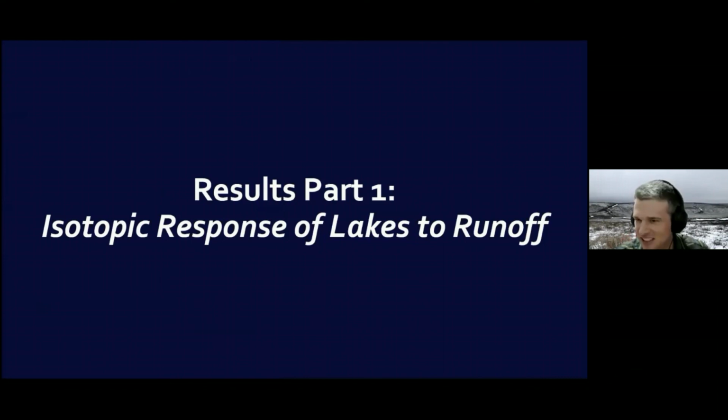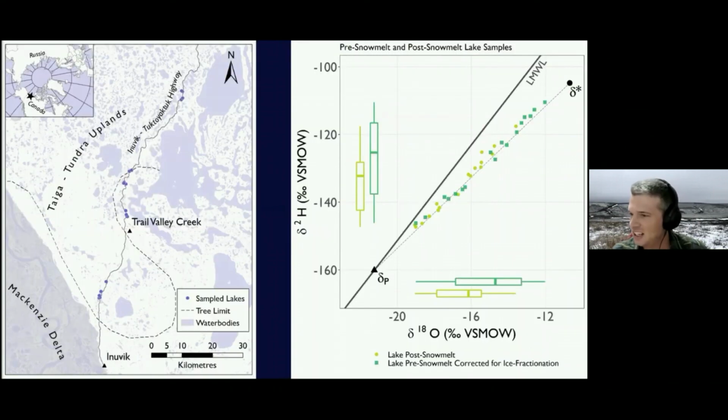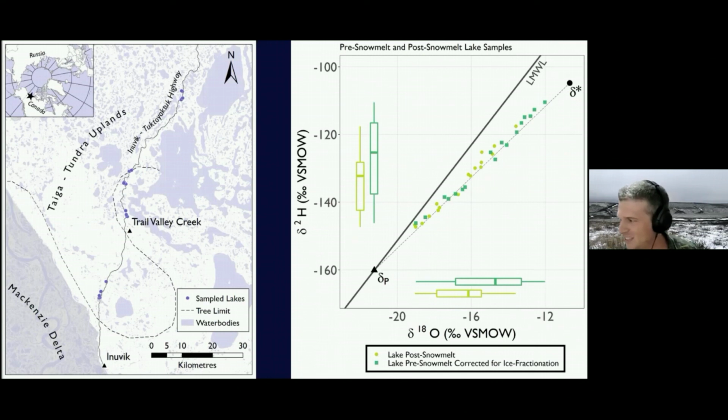First, we'll just look at how the isotope composition of the lakes changed before and after the snowmelt occurred. Just to give you a reference, these 17 lakes are now plotted on the graph on the right-hand side. Draw your attention to the legend here. The teal turquoise squares are the lake isotope composition before snowmelt, and the lime green is the lake composition post-snowmelt. I'll point out a number of different trends we can observe from this and what they mean.